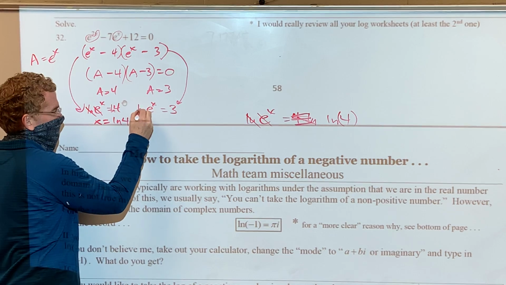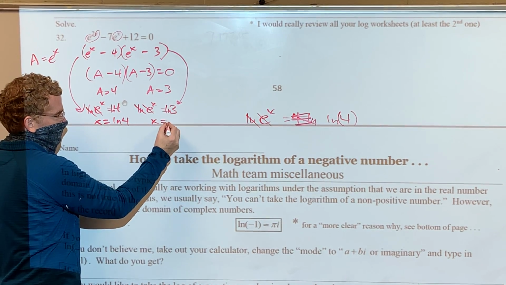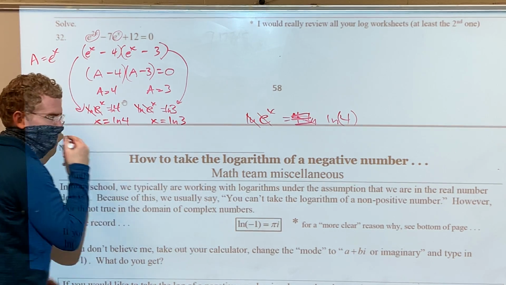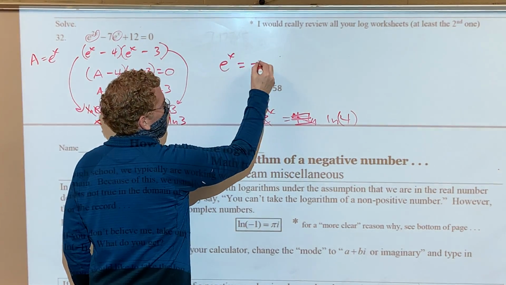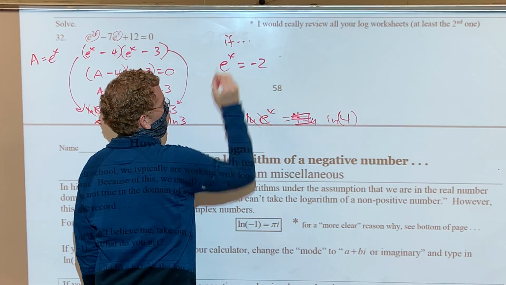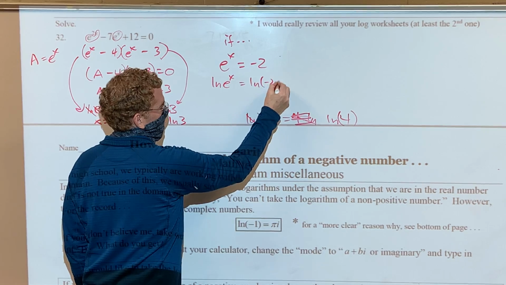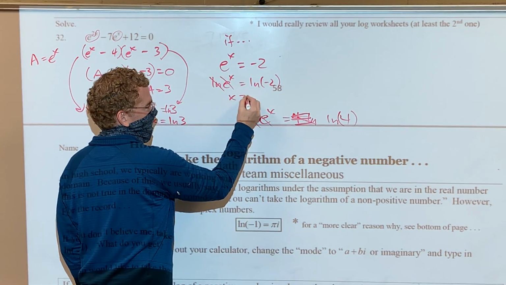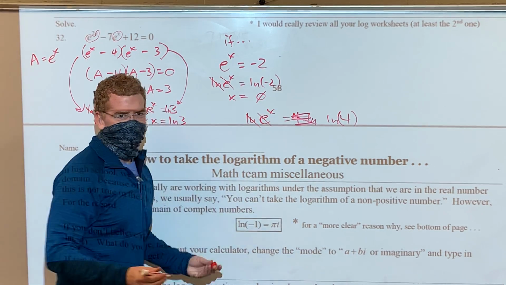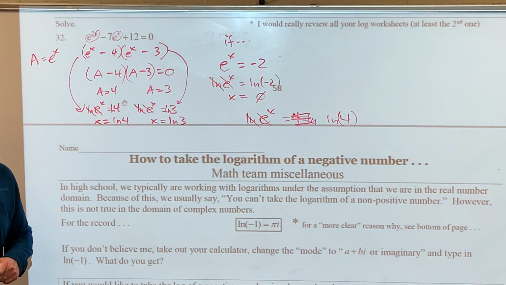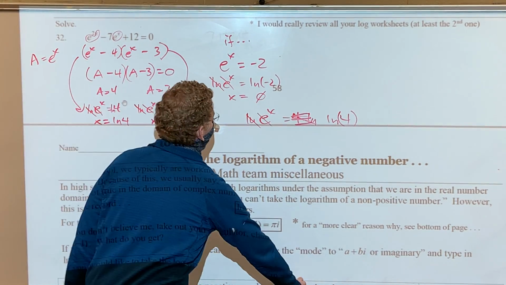And then here, natural logging both sides, log base e of e, x equals ln 3. And what would happen if you ended up with something like this? What happens when you log both sides here? What does x equal? Nothing. I can't log negatives. Right? So do remember that. Or if it's a 1, what does that mean?